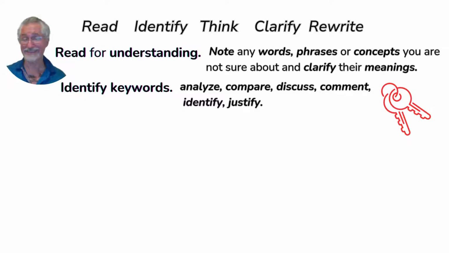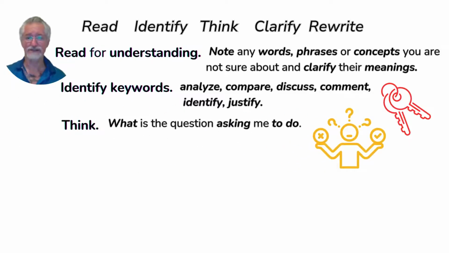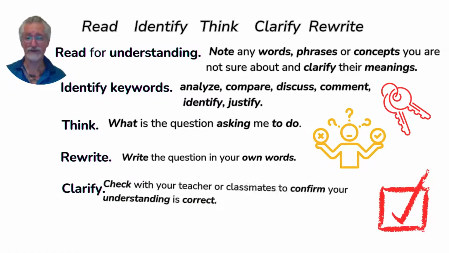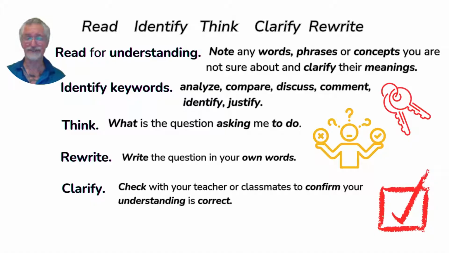Next, identify key words in the question or the prompt, such as analyze, compare, discuss, comment, identify, justify. Once you've done this, then think, what is the question asking me to do? Once you're clear on what you think the question is asking you to do, then rewrite it in your own words so that you understand it. Then clarify this with your teacher or your classmates. Just check to confirm that you understand correctly what the question is, what you're being asked to do. Then you're in a position to move on to step two.